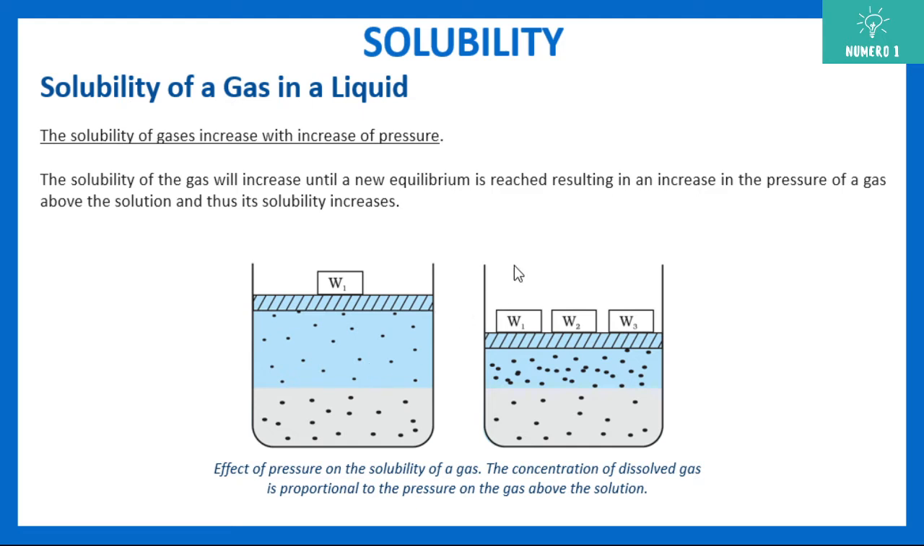Now, if I increase the pressure by adding two more weights, let's say W2 and W3, what will happen? The gas will start to go inside the liquid because the pressure is increasing. So gas is forced to go inside the liquid. A new equilibrium between the liquid and the gaseous phase will be established. So solubility of gases increases with increase of pressure.